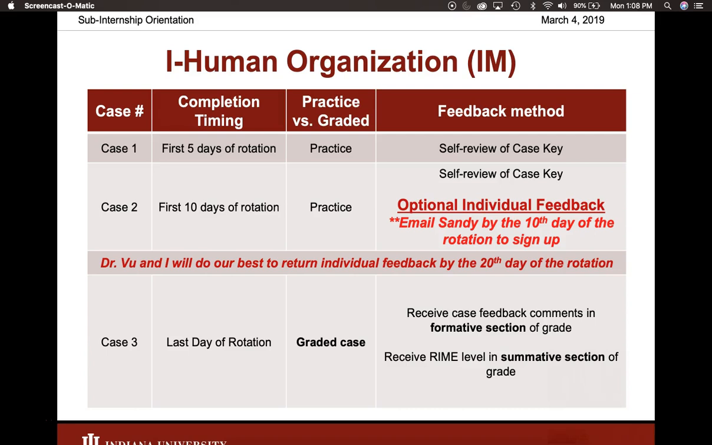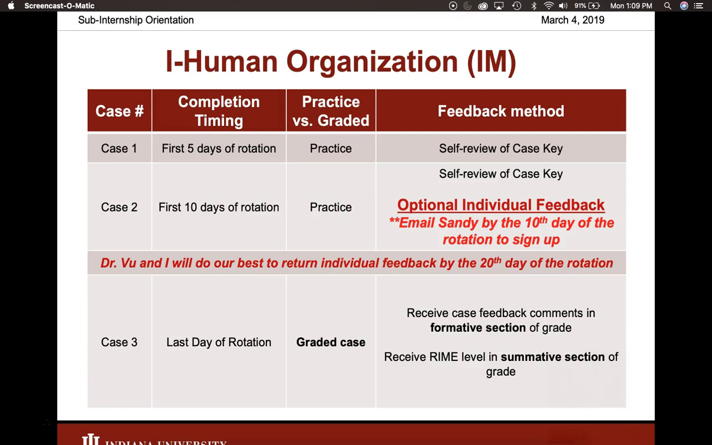For case 2, you'll have until the 10th day of the rotation to complete this case. This case is also a practice case. And new this year, you'll have the opportunity to both review a case key similar to the first practice case, and compare your own performance to the case key.